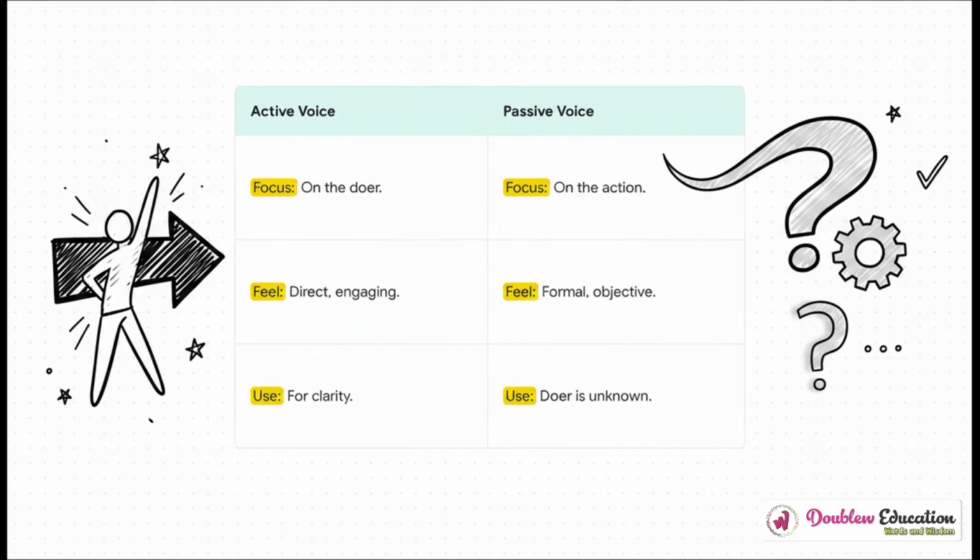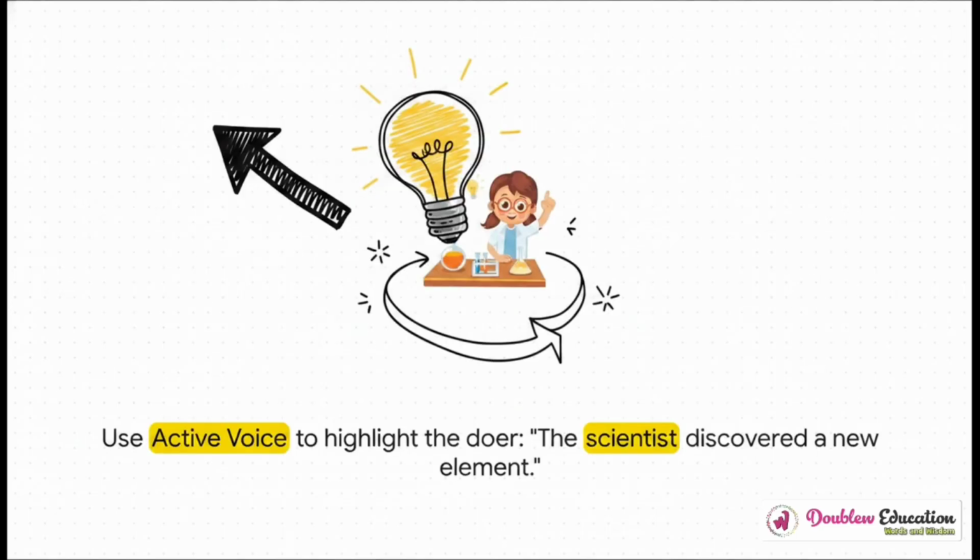The passive voice, on the other hand, puts the focus on the action or the result. It can feel a bit more formal or even impersonal. That's why you see it a lot in science books or news reports where the what is more important than the who. For example, if you want to give someone credit for something amazing they've done, you're going to use the active voice. The scientist discovered a new element. Of course, we want to celebrate the scientist. She's the hero here, so we put her right at the front.